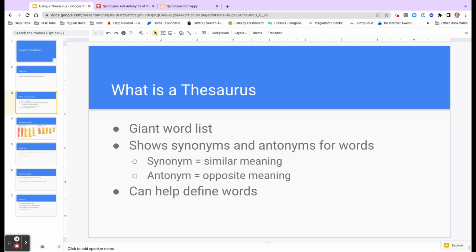And it can also be used to help you define words. For some people, the dictionary is actually more complicated because the dictionary will give you this complex definition, and you're still going, I still don't get it. Whereas a thesaurus might just give you, here's a bunch of other words just like that. And then you go, oh, okay, cool, I got it. That can be very helpful that way.